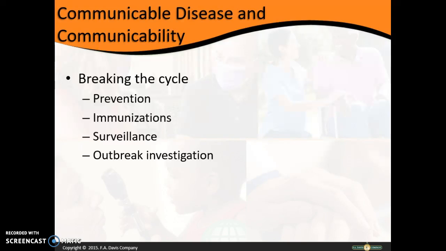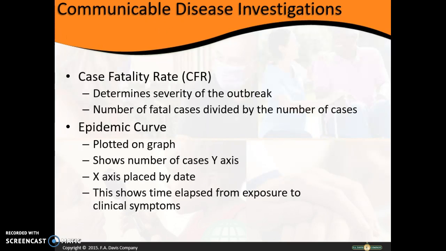In terms of breaking the cycle, there are several different categories, and I'm going to touch on each of those as we go along. You may see these terms, be familiar with what those mean. The way that you determine a fatality rate or a case fatality rate looks at an actual outbreak and the number of fatal cases divided by the total number of cases. And that really is saying what percentage of the outbreak ended in death. So the bigger percentage that ends in death, obviously it's a more severe and more fatal outbreak.